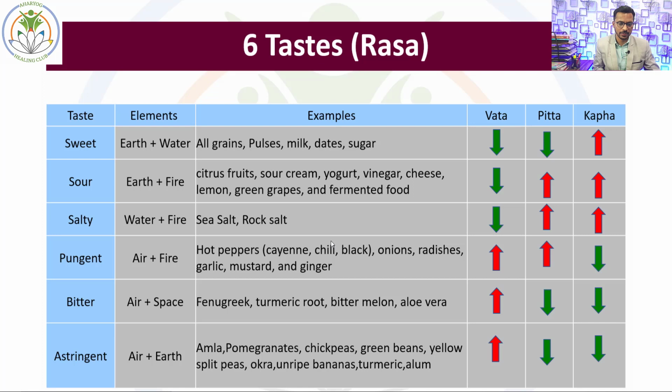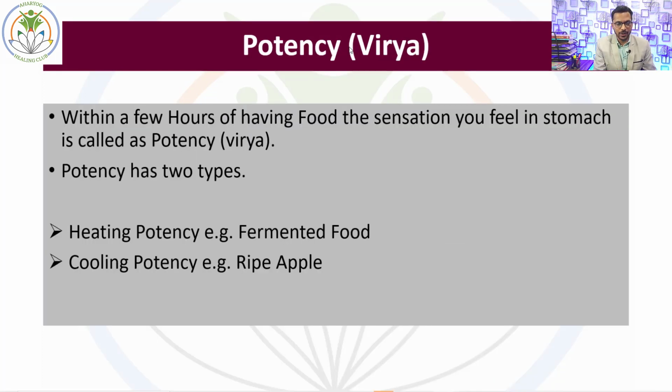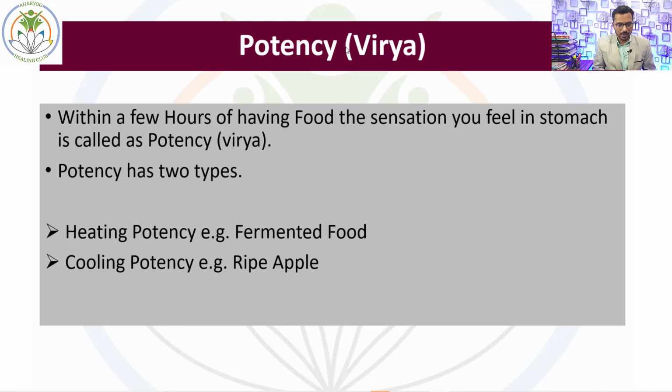The next concept is potency, or the virya. And potency is a sensation we feel in the stomach after having food, maybe one or two hours after having food. And potency has only two types, heating and cooling. If you have ever consciously noticed, every food has either a heating or cooling effect on our body. As an example, you ate a fermented food, for example idli or a dosa, in the morning as a breakfast. And the feeling you have in your stomach one or two hours later is a heating feeling, and that's because of the virya or the potency of the food.